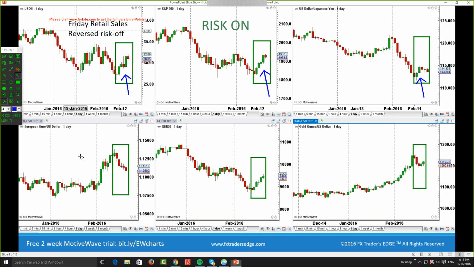Dollar yen is another story. Euro moving lower. Again, the inverse of the dollar yen. Euro down, dollar up. DAX moving higher. And gold selling off a bit. So this is the risk on environment that we're in as of today, as of right now.